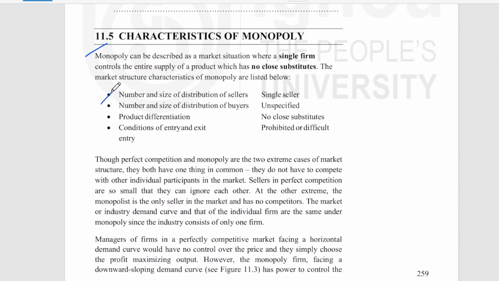This is number and size of distribution of seller, that is single seller, number and size of distribution of buyer unspecified, and product differentiation, conditions of entry and exit entry.